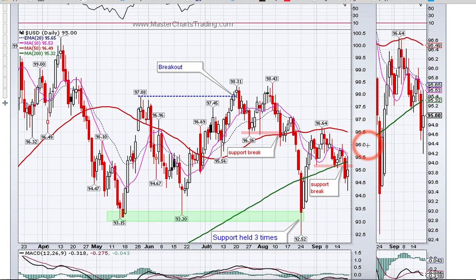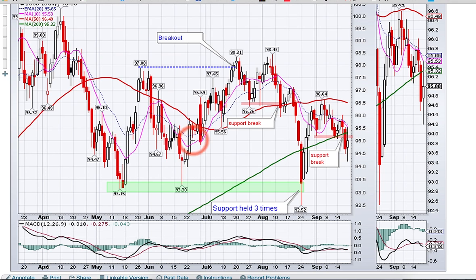So the US dollar did not like the Fed's announcement. There was a support break on Thursday, and this is also a close below the 200-day moving average. So it was a kind of double whammy here. It broke support from these lows here, and also broke the 200-day moving average. So it's already 2 days below the 200-day moving average.